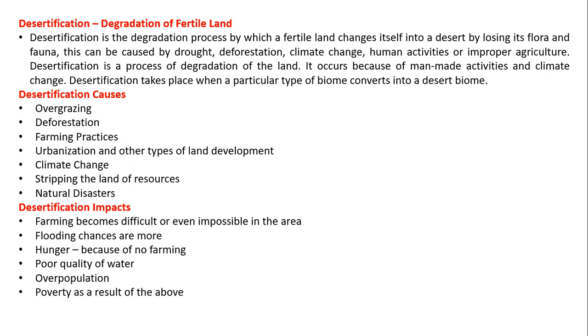So what are the impacts of desertification? Farming becomes more difficult or impossible in certain areas, because when there is no fertility of land, you cannot think about farming. Flooding chances are more, because plants act as speed breakers or barriers. So when there are no plants, definitely flooding can happen. Hunger is another impact, because with loss of vegetation there is no farming. Poor quality of water, overpopulation, and poverty are some of the other effects of desertification.